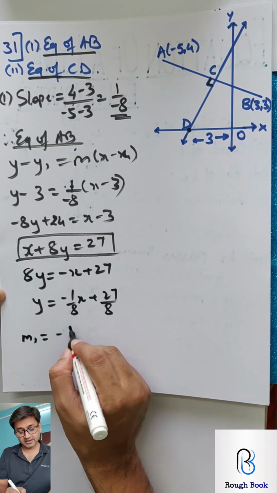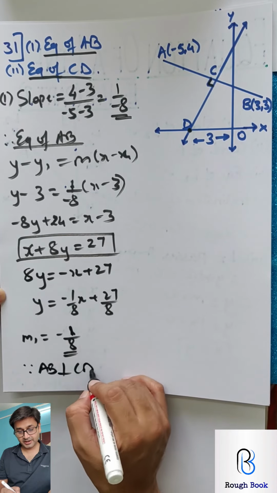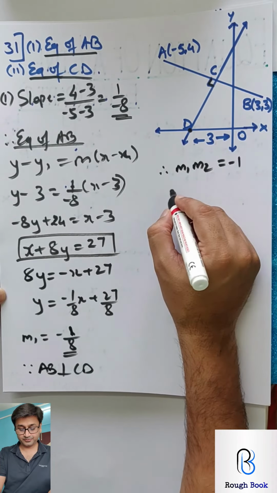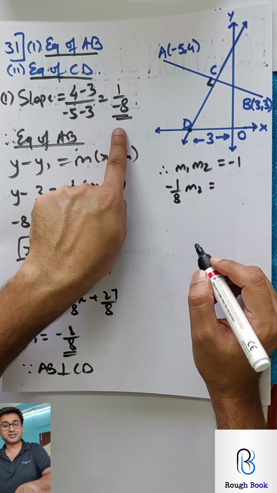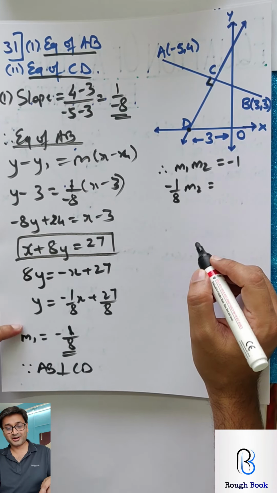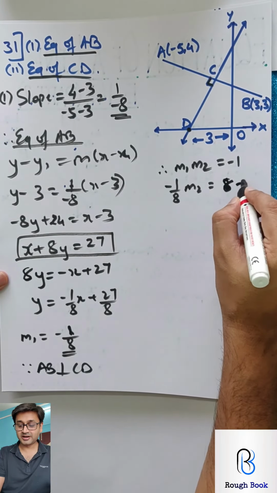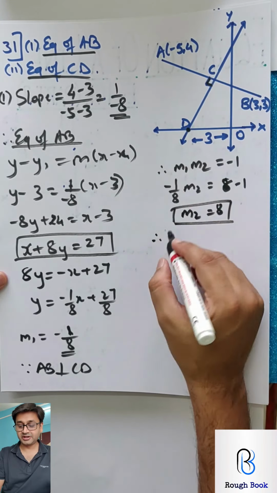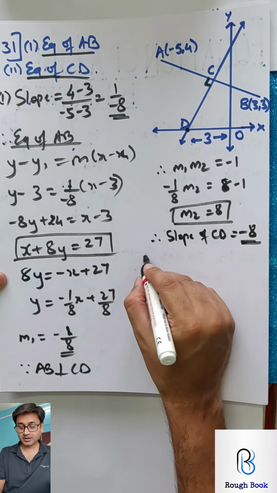So m1 is minus 1 by 8. Since AB is perpendicular to CD, we can say m1 m2 is negative 1. So minus 1 by 8 into m2. Oh, I had already got the slope initially. I used it a second time and wasted my time on this part. I'm so sorry. Anyways, it's verified. So this is minus 1, so m2 becomes 8. Therefore the slope of CD is equal to minus 8.